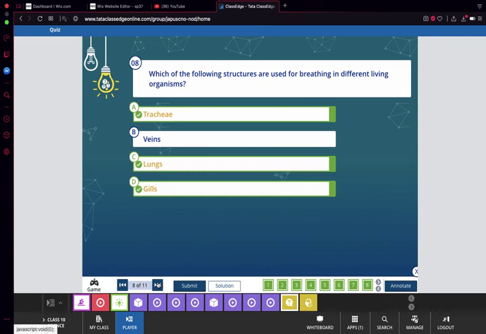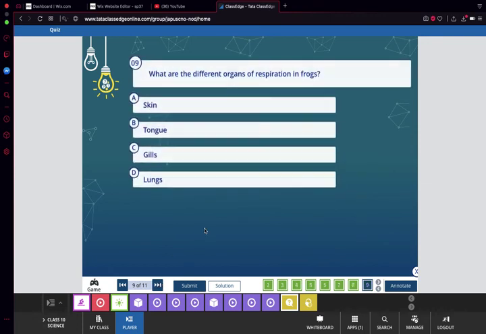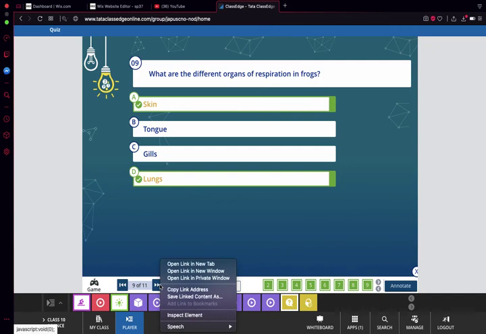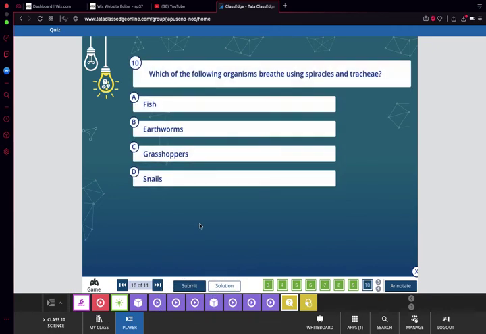Now come to the ninth question. What are the different organs of respiration in frogs? Yes. Solution is skin and lungs. Through moist skin also they are doing exchange, and lungs are also one of the important parts like in others.